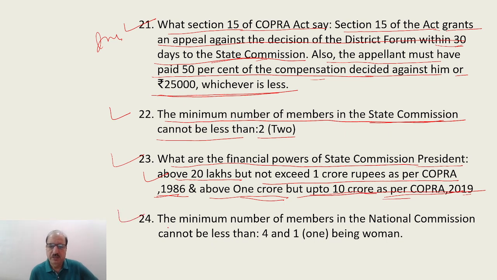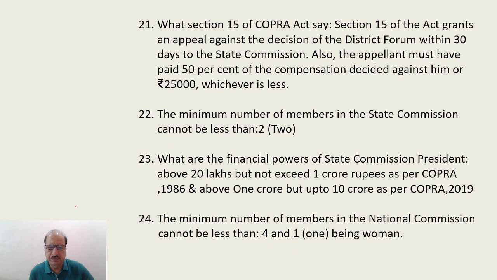Question number 24. The minimum number of members in the national commission cannot be less than what? Kitne kam se kam members hone chahiye national commission mein under COPRA Act? 4, and in that one being a woman. 4 honge lekin usme ek woman bhi hogi. Total 4 with one woman. So the minimum number of members in the national commission cannot be less than 4, and out of that one has to be a woman.